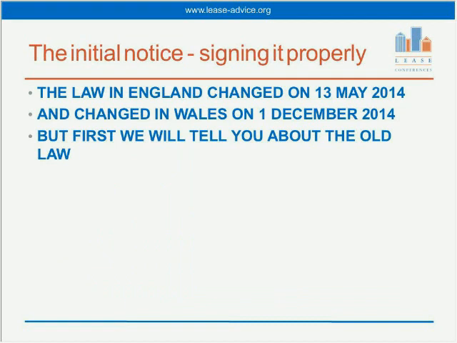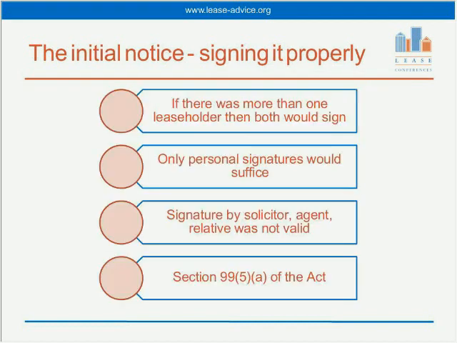The law changed in England on the 13th of May 2014, and for leasehold flats in Wales, 1st December 2014. But I think I'll tell you a little bit about the old law. If there was more than one leaseholder, both would have to sign, and only personal signatures would suffice, however elderly or infirm they may be. A signature by a solicitor or an agent or a relative wasn't valid.